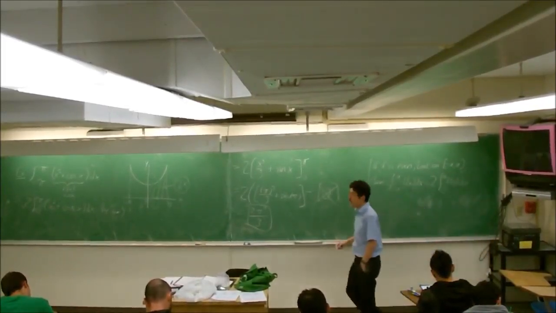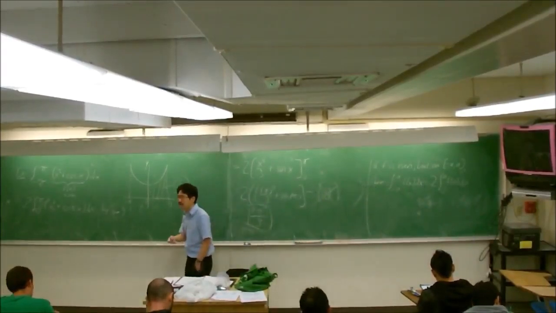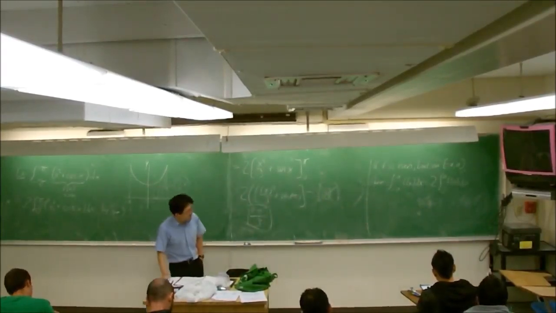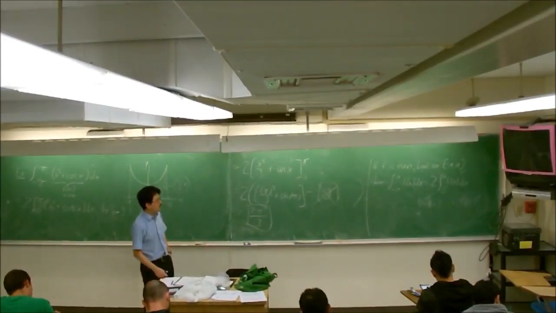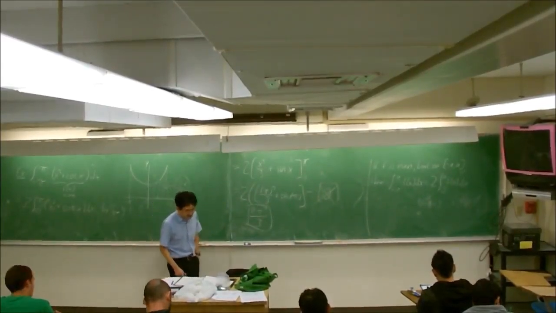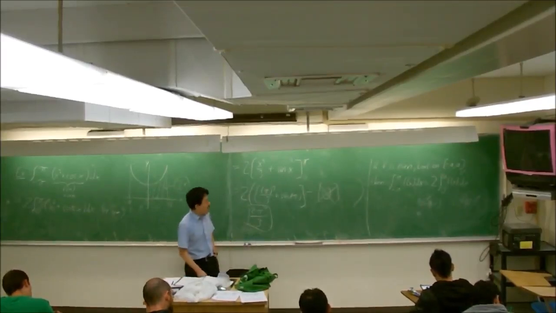Or you could go negative a to 0, but that tends to be harder. So 2 times the integral from 0 to a of f of x dx. That usually makes it easier because we like 0 more than the opposite of a. All right, questions about that?